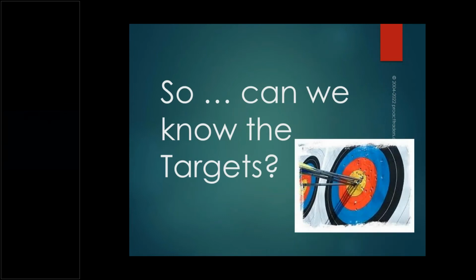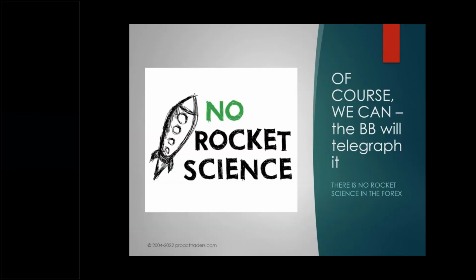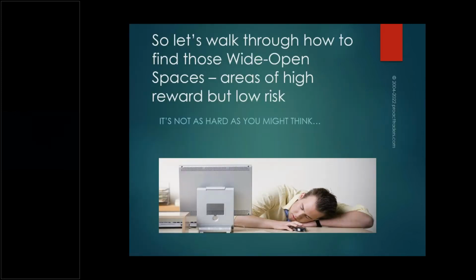So the question then becomes, can we know the targets? And obviously the answer is yes, all right? So there is no rocket science in the Forex. The Forex is not complicated, but it is complex. There are multiple moving parts. So the big boys will telegraph that in the market. That's why they create a structure, which is why the first thing you do is go look for the structure. So we're going to walk through how to find those wide open spaces, areas of high reward but low risk, and it's not as hard as you might think it is.